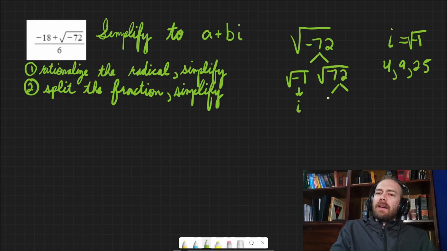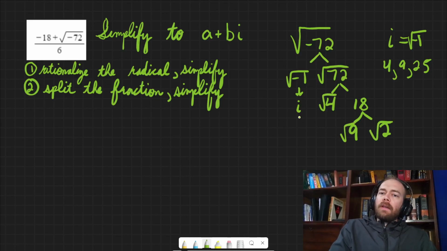And it looks like we can take out a 4. So this would be 4. If we take half, that'd be 36. And then if we take half again, it would be 18. So 18 times 4. Okay, and then here I can take out 9. So I'm doing prime factorization kind of, except I'm trying to take out specifically square numbers. So square root, square root, square root.